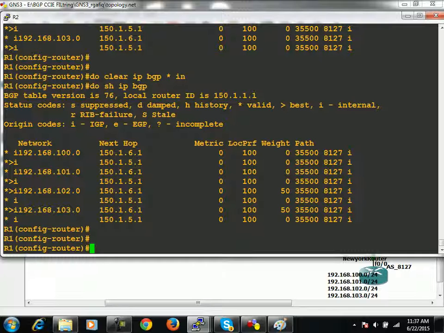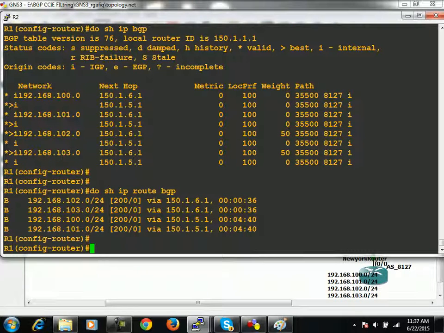Have you understood it now? Tell me. Now if you check its routing table, do show IP route BGP. Check it out. For the first two prefixes its best path is via R5, whereas for the last two prefixes its best path is via R6. So in this way you can manipulate your path selection using weight.